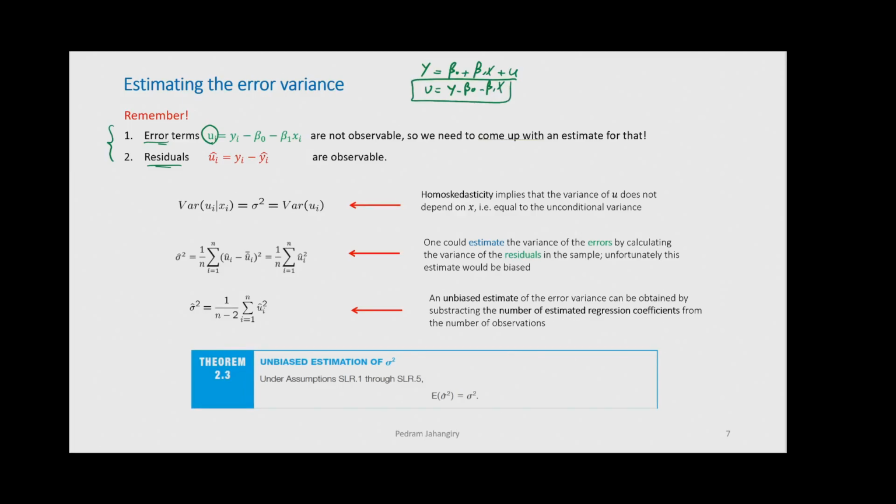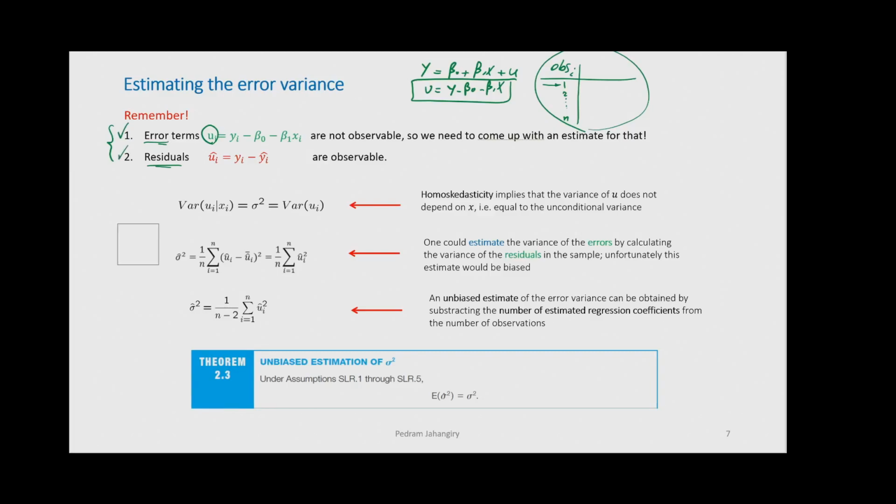When I put a subscript i, it means that this is for every observation. I have many of these observations, i equals 1, 2, to n. So let's say I'm looking at observation number 1: u1 equals y1 minus beta 0 minus beta 1 multiplied by x1. u2 equals y2 minus beta 0 minus beta 1 multiplied by x2, and so on. That's where the subscript is coming from. So this is a reminder for the error term.